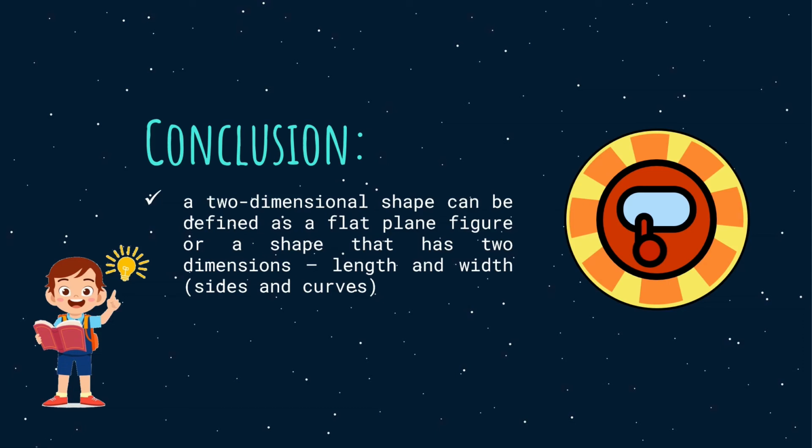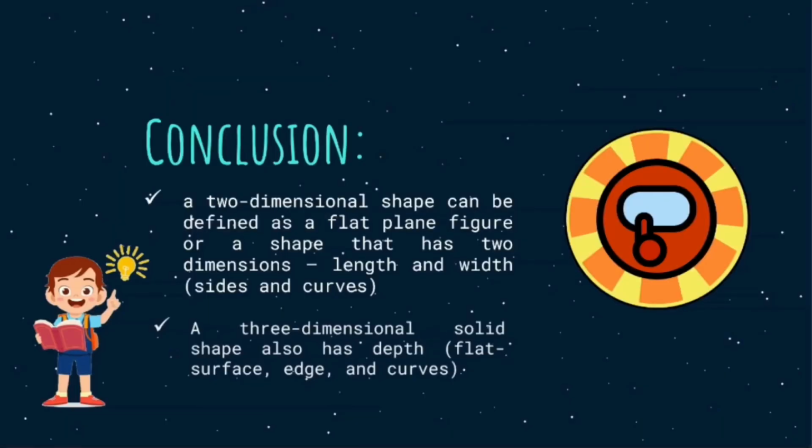Okay, the conclusion. The first, a two-dimensional shape can be defined as a flat plane figure or a shape that has two dimensions, length and width, or sides and curves. And then the second, a three-dimensional shape also has tips, flat surfaces, edges, and curves.